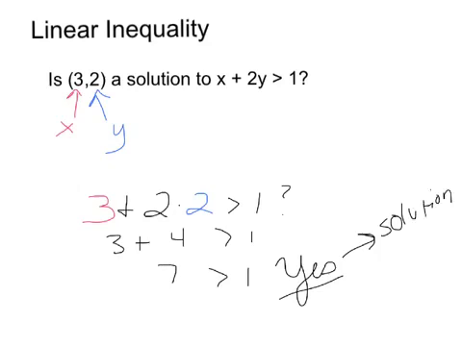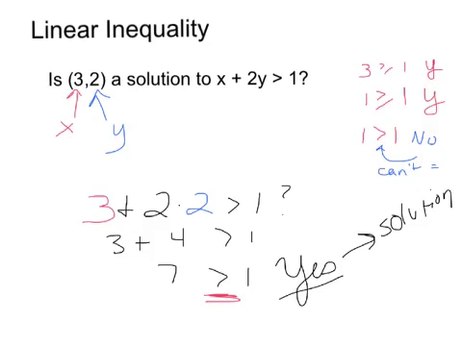If for some reason this comes out to being not true, then it would not be a solution. The careful part is watch out that you're dealing with an inequality. So if I end up with something like 3 is greater than or equal to 1, that's going to be true. If I end up with 1 is greater than or equal to 1, that's going to be true. So these are both going to be yes situations. But if I end up with 1 is greater than 1, that's going to be a no situation, because there's no equals. Okay, so just be careful with what the inequality sign is.